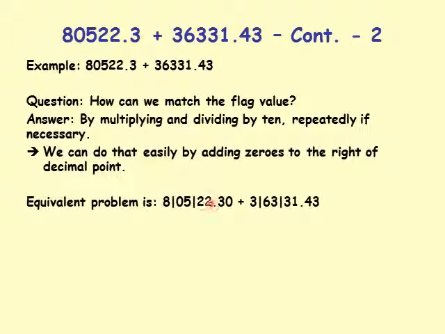So now we're going to add a 0 here, and so we've got 80522 decimal 30 plus 36331 decimal 43, and now the flag values match: -2 for the first operand and -2 for the second operand. Now we can add. 8 plus 3 is 11, 5 plus 63 is 68, 22 plus 31 is 53, and 30 plus 43 is 73. So that is equal to 116853 decimal 73.